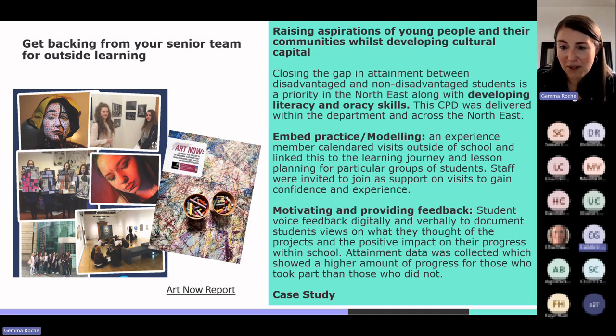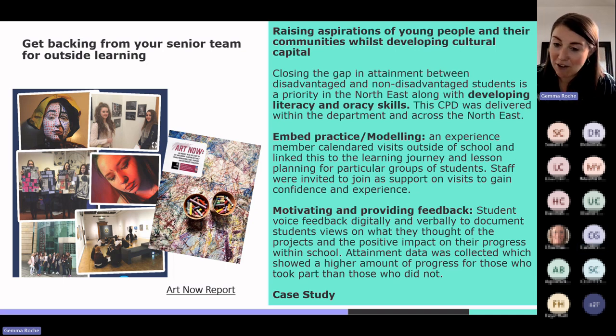Following the research I completed, I was asked to contribute to the Art Now report, which there's a link to in this PowerPoint, which you will get after this session. I was also asked to speak to the all-party parliamentary group to support the levelling up agenda, on how embedding external visits into the academy curriculum could raise the profile of cultural venues within the local community, but could also improve the lives of young people. I've included a case study here.